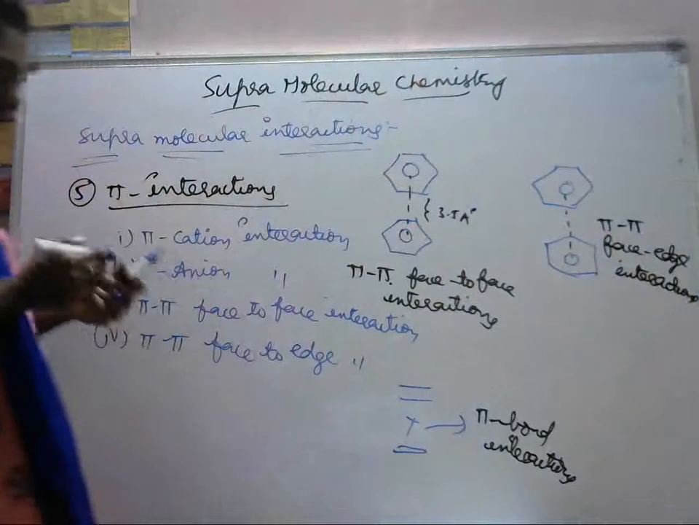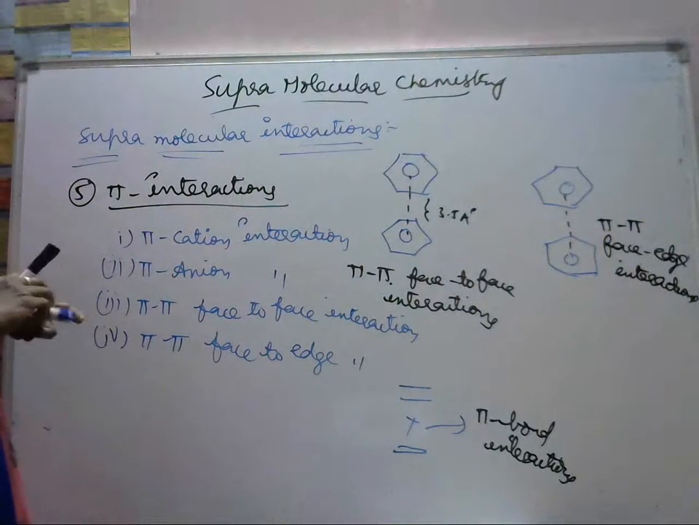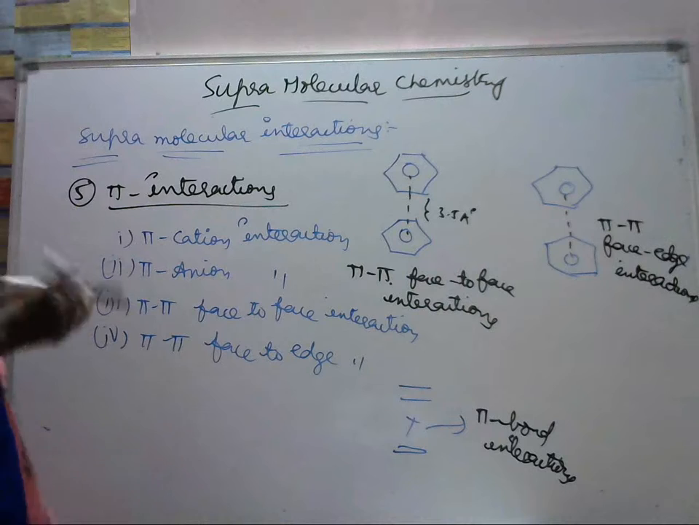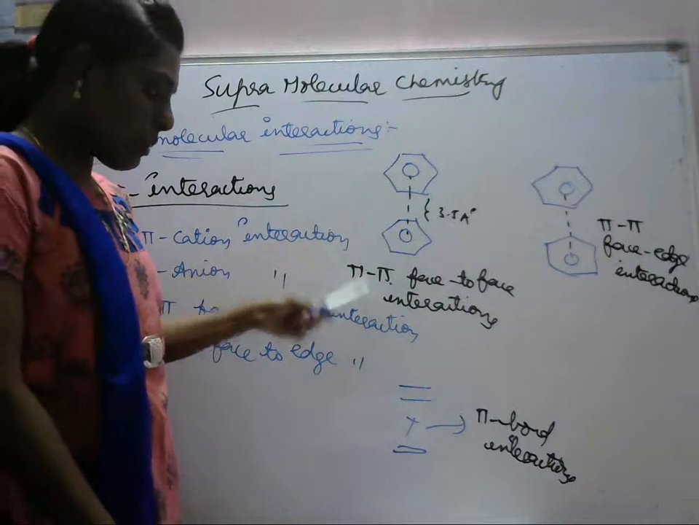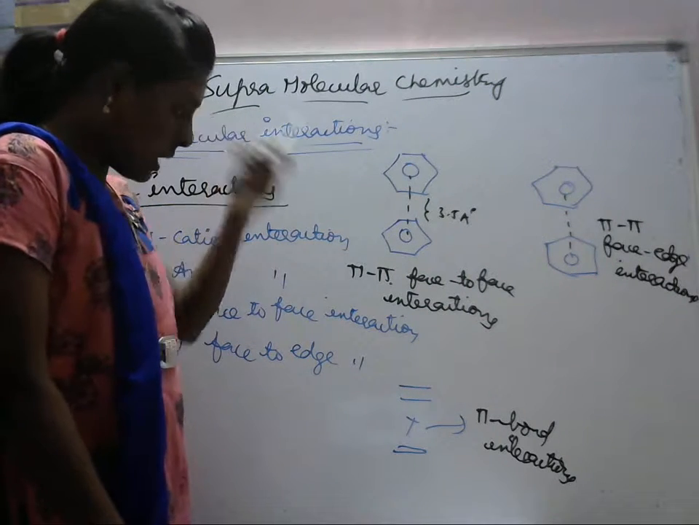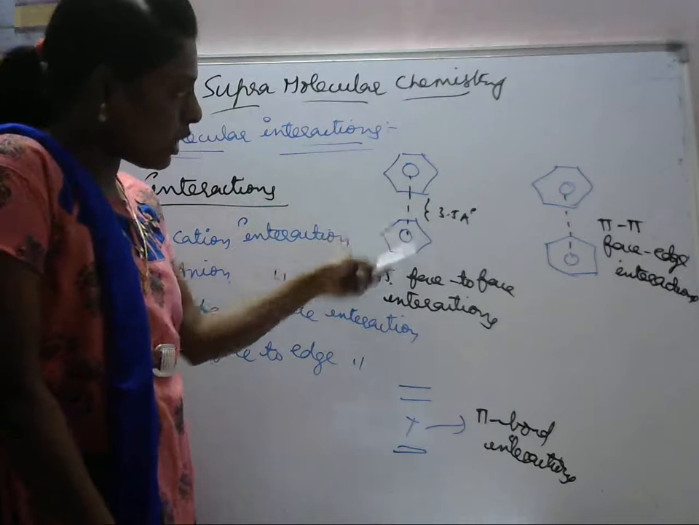Okay, face to face and face to edge interactions. Here only face to face interactions are present in the aromatic ring. Both the phenyl and benzene rings are perpendicular to each other here.